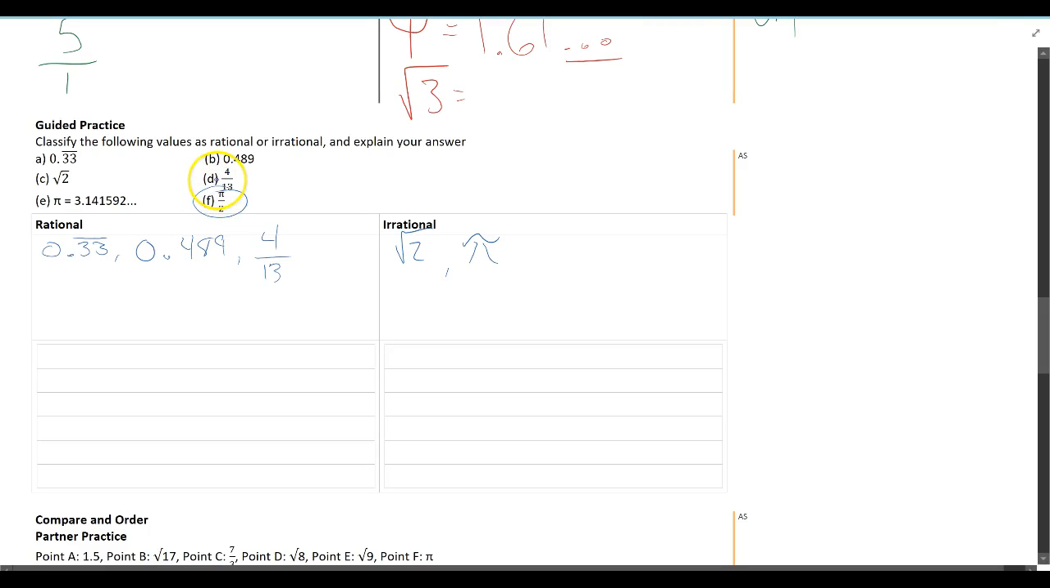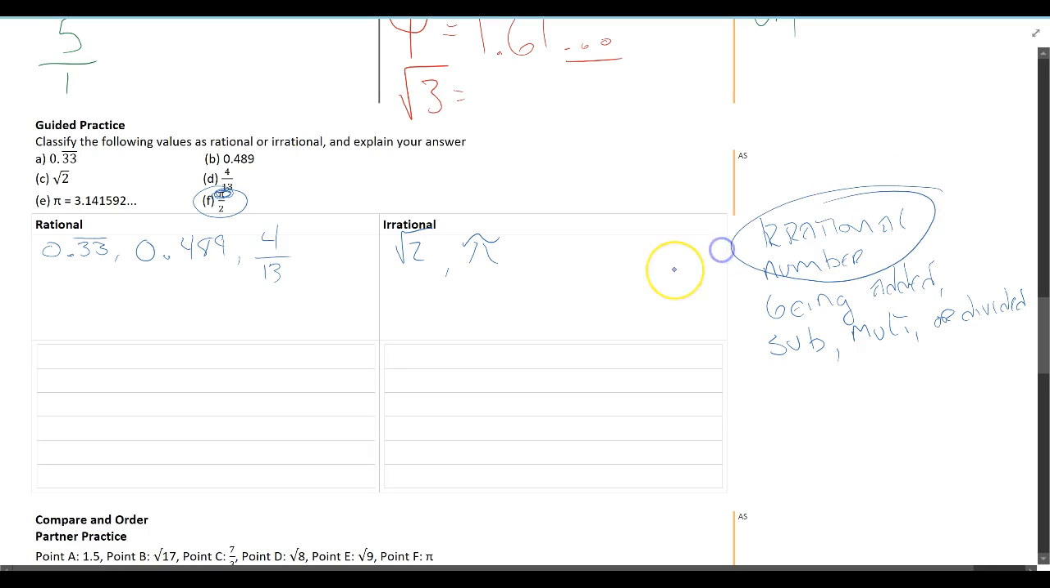Now I'm sure some of you were a little bit confused by this. So the best way to remember this is, pi is involved in this, and therefore, if there is an irrational number being added, subtracted, multiplied, or divided, if you are adding, subtracting, multiplying, or dividing any irrational number, your answer is always irrational.